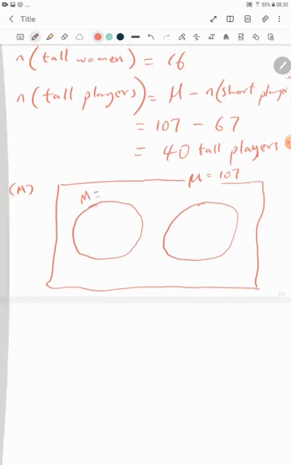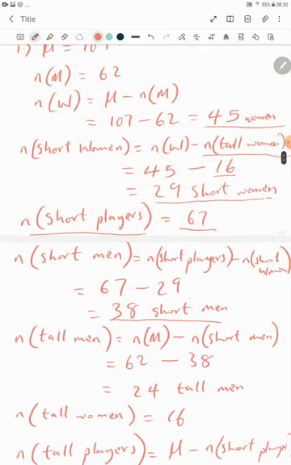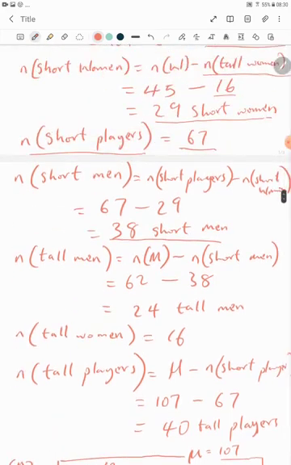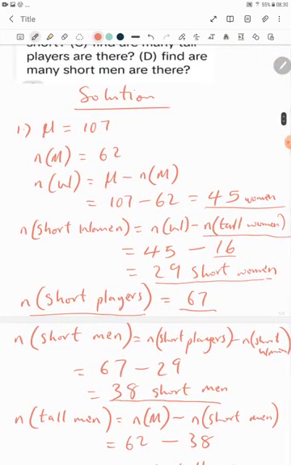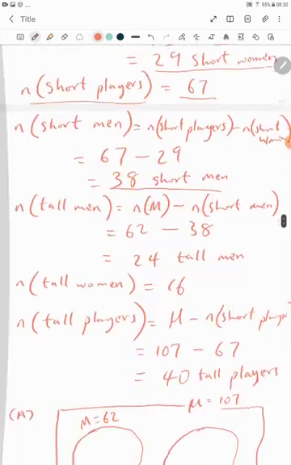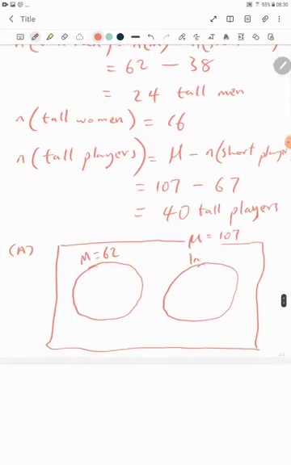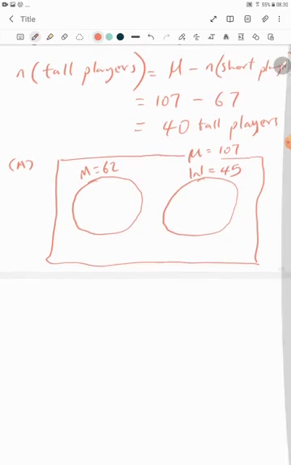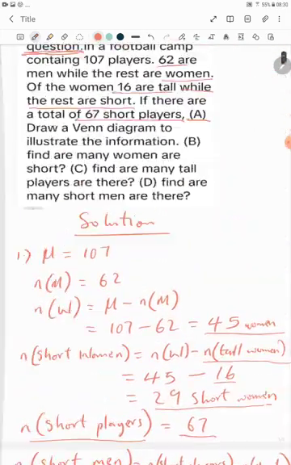We know that the total number of men that was given to us is 62, and the total number of women is 45. So let's have it as a disjoint set, because if we go into short and tall and all that, then it becomes complex. So we can simply represent it like this. Let's go to the next part of the question.